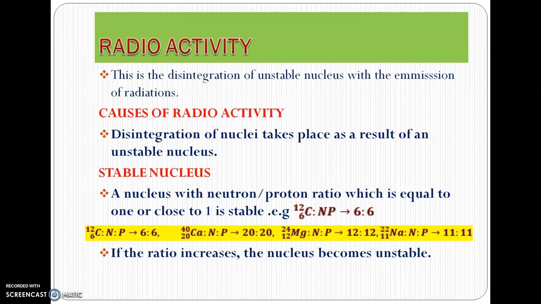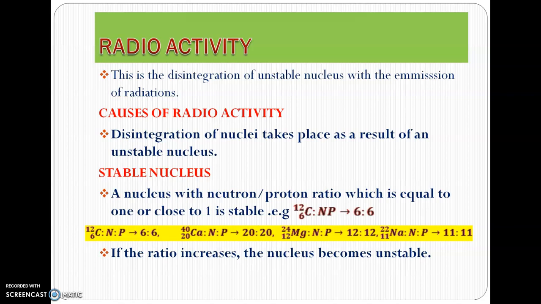Now, what causes the disintegration of a nucleus? What really causes the disintegration of a nucleus is actually over bombardment of the nucleus with more neutrons. So now this actually leads to what we call instability. And this actually results in the imbalance in the ratio of the neutron to proton.